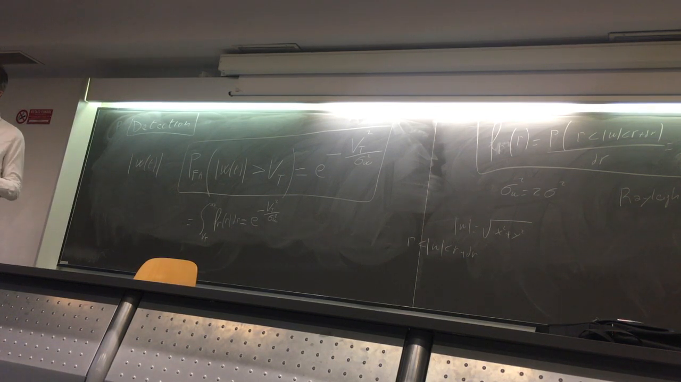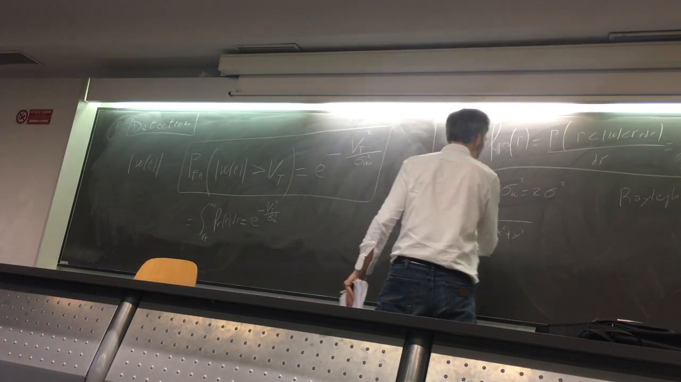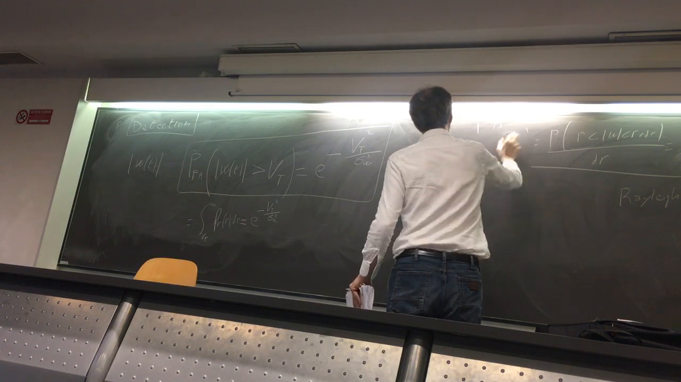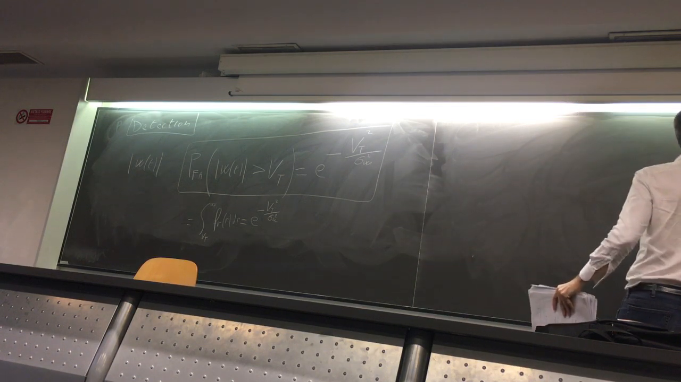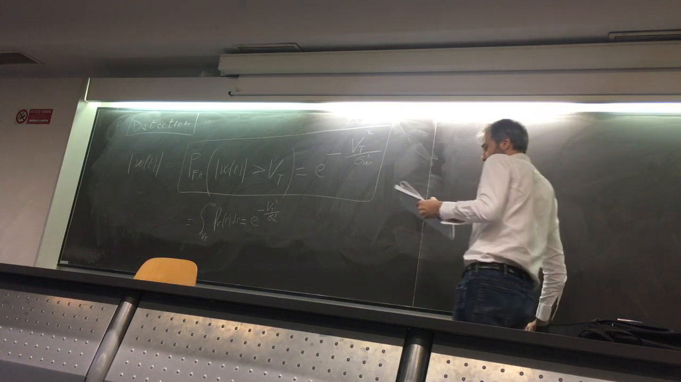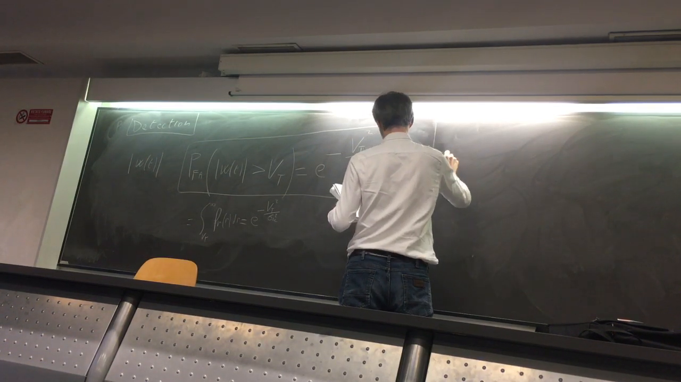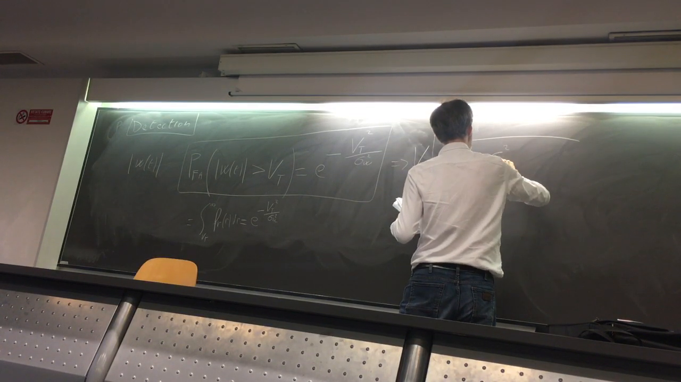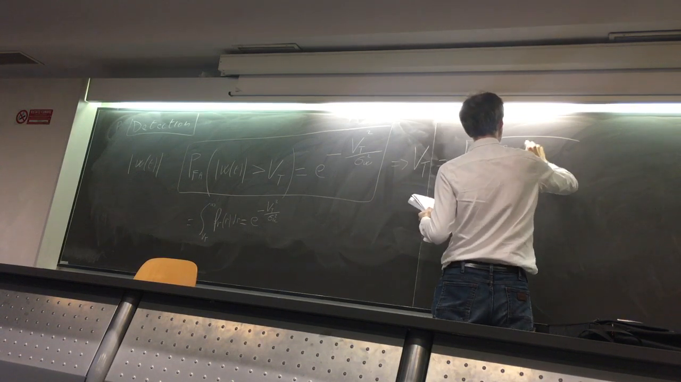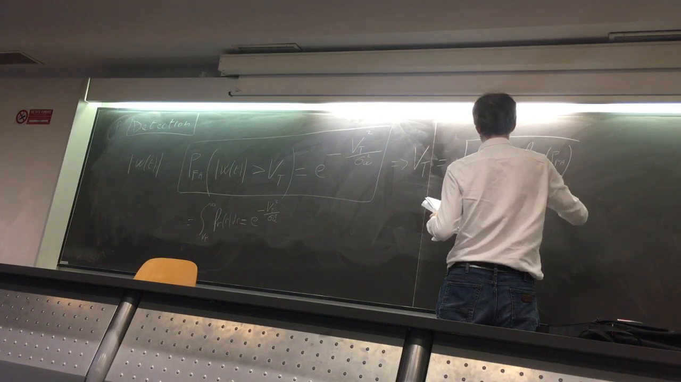So for example, if you know the noise power, then you want to set a certain threshold to ensure a certain probability of false alarm. All you need to do is to invert this equation, and what you get is that your threshold is the square root of minus the variance of noise times the logarithm of your probability of false alarm.